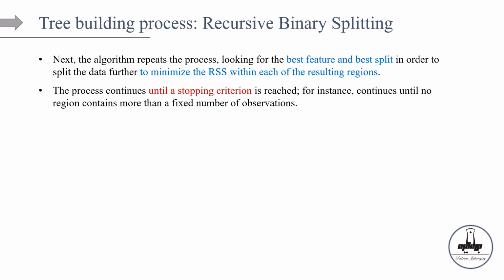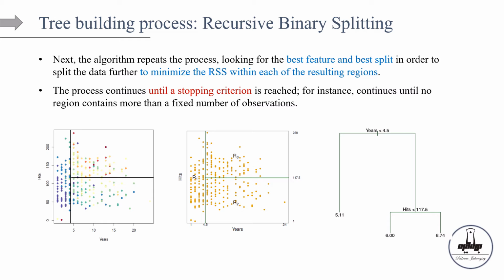The process continues until a stopping criterion is reached, because without a stopping criterion, the model is going to overfit, right? It's going to go down the tree in the train set, and we know that the RSS is going to reduce, right? So we have to put a stopping criteria. For instance, that stopping criteria can be, okay, continue until no region contains more than a fixed number of observations, or continue to this level of the tree, to this number of depth, right? So in our previous example, let's say we have a stopping criteria, and that's going to be level is equal to 2, right? So stop when the level is 2, do not split the data further.